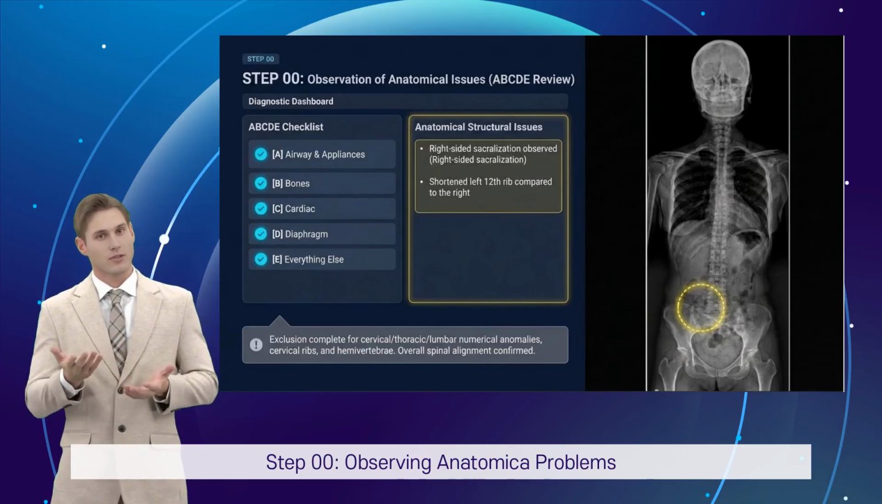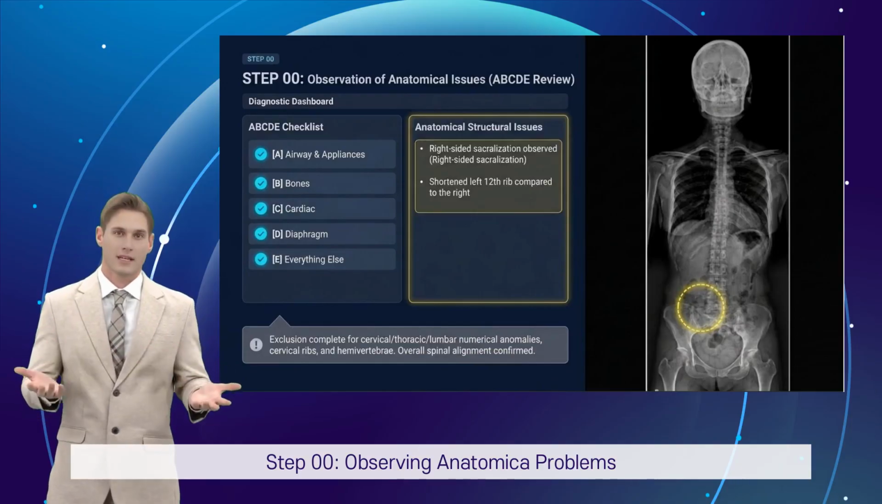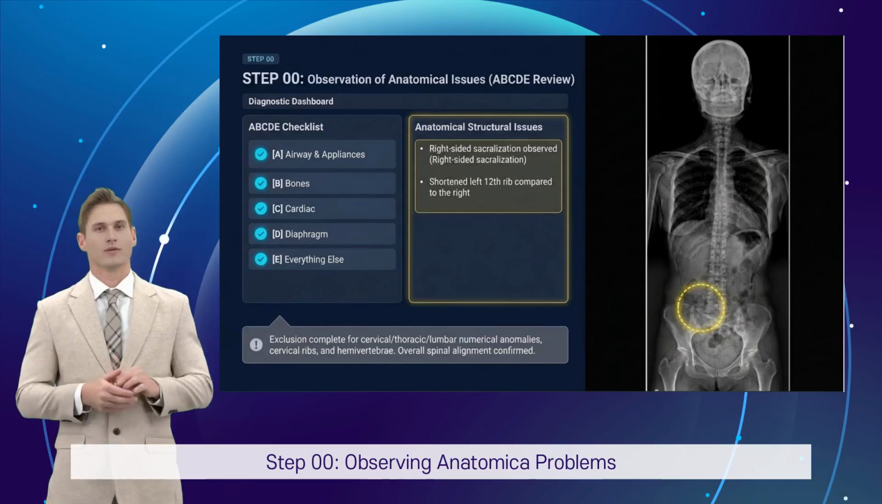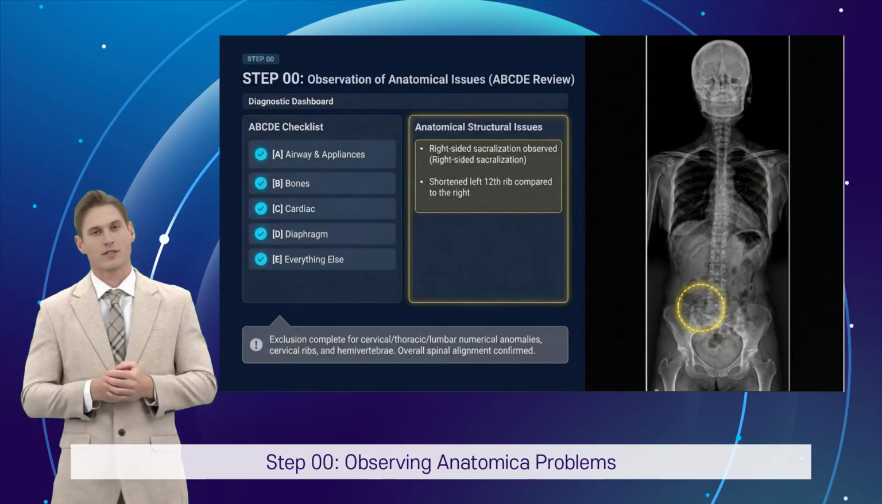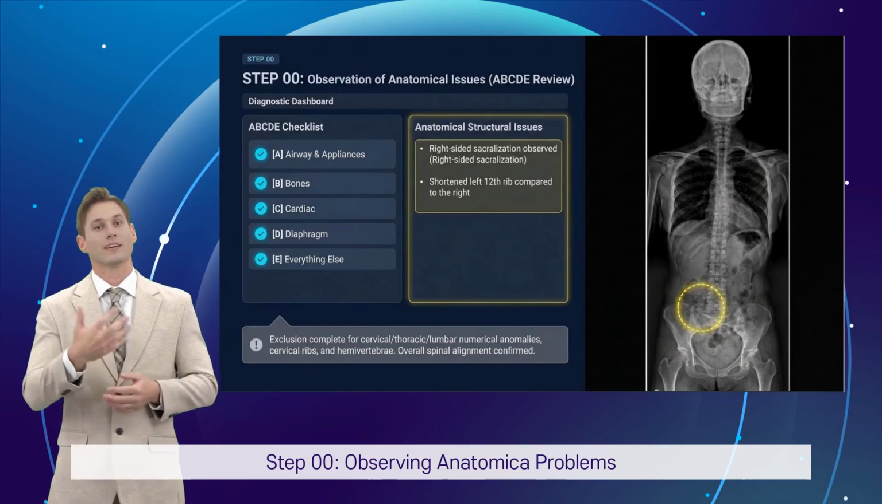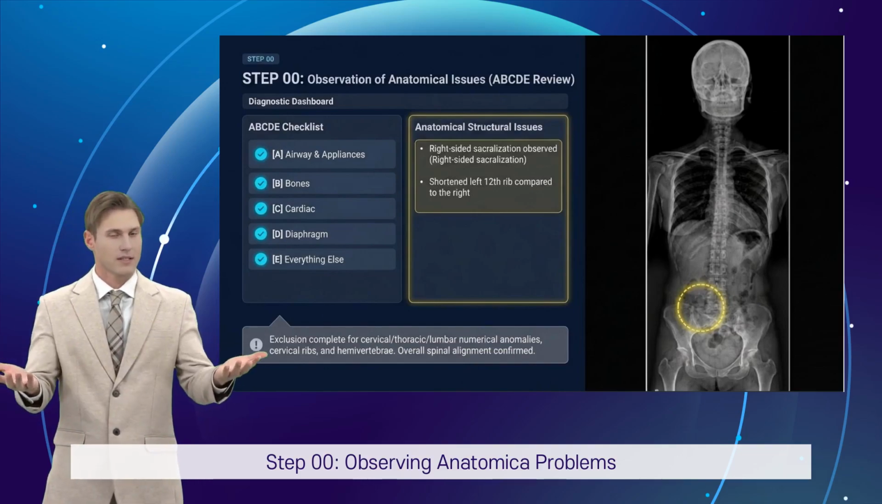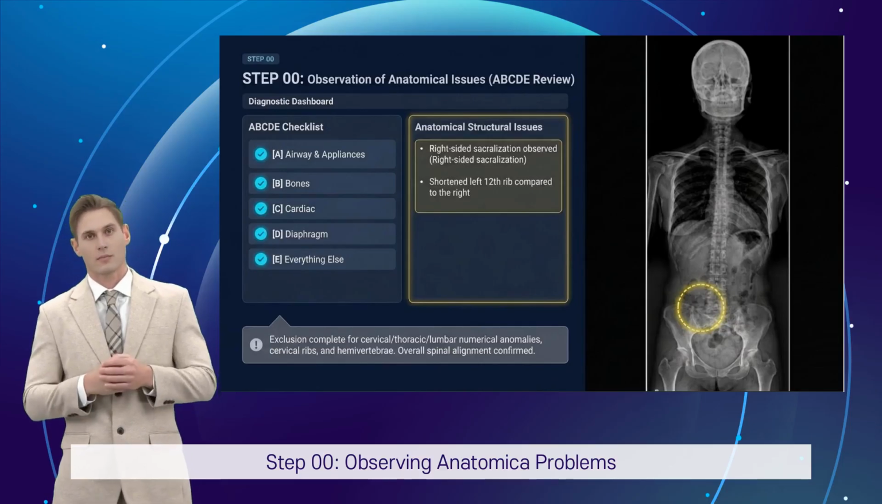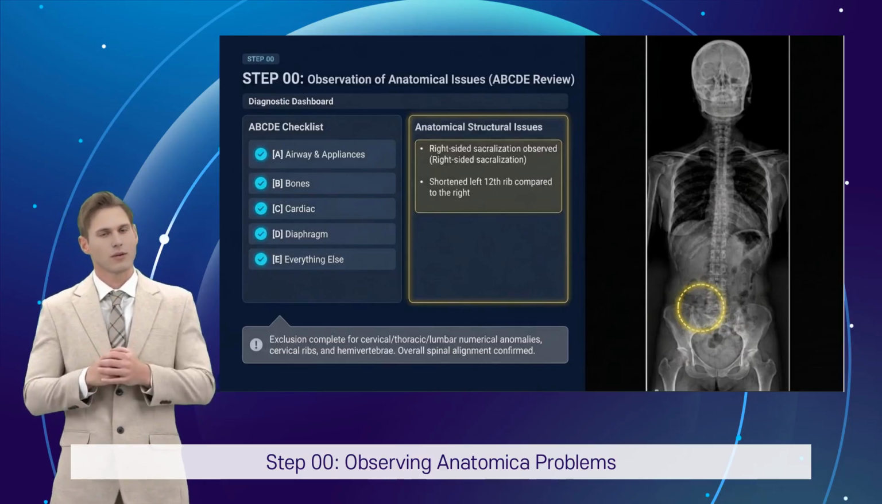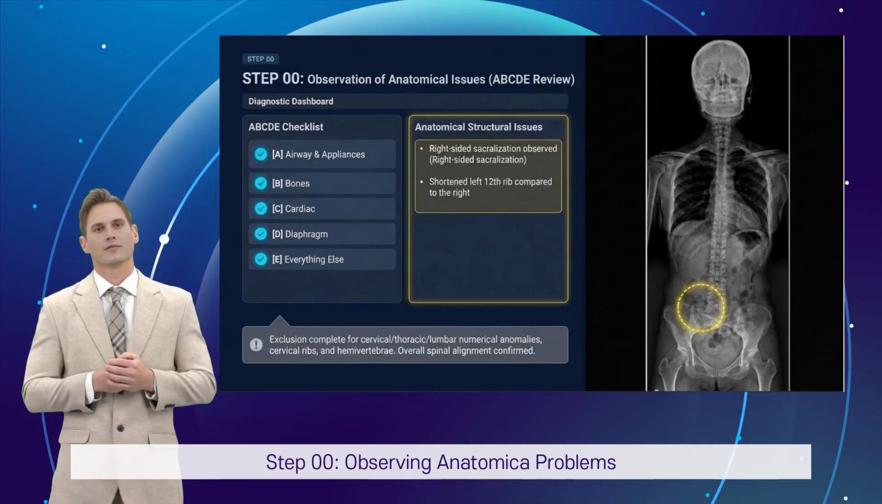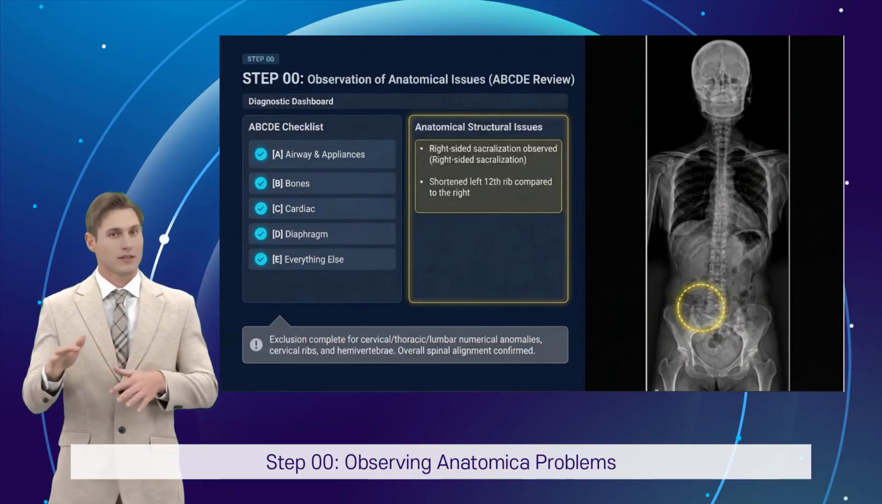In this particular X-ray film, notice the right-sided sacralization, circled here in yellow, and the left 12th rib, which is visibly shorter than the right. We also rule out numerical anomalies in the cervical, thoracic, and lumbar spine, the presence of cervical ribs, and semivertebrae, and confirm the overall alignment before moving forward.